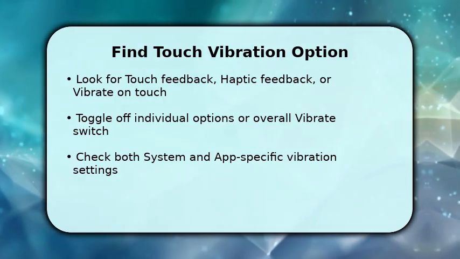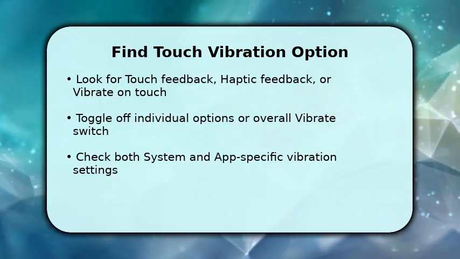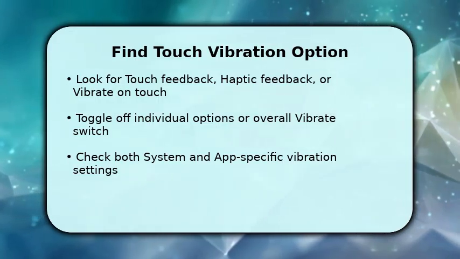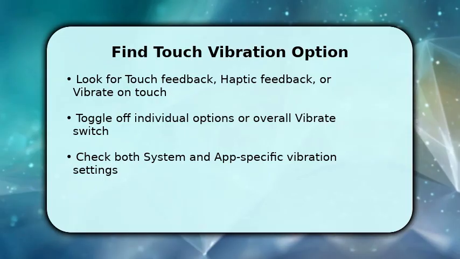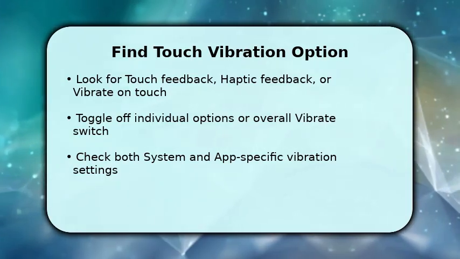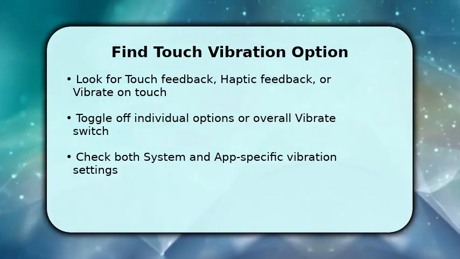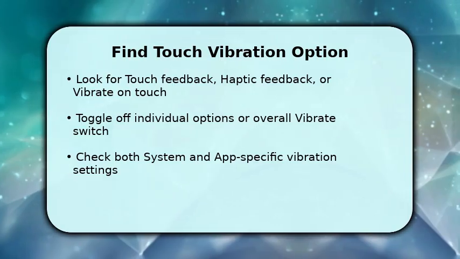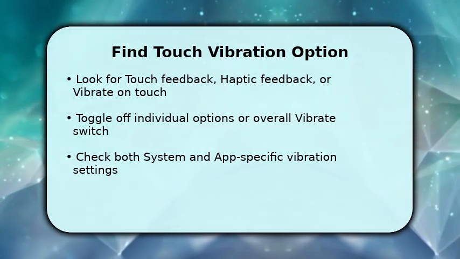Turn off the main vibrate on touch switch, and then disable any intensity sliders. Lower intensity to 0 if no explicit off toggle exists. Also check app-specific vibration controls nearby, because some apps override system settings. After changing these, give the screen a moment.